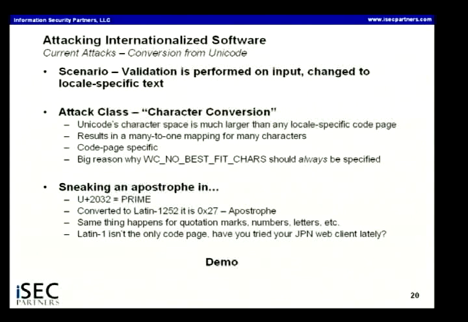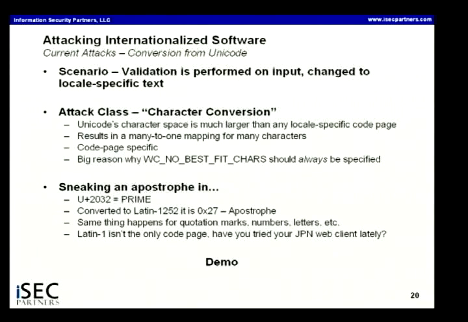So with the current attacks, your validation is performed on your input and then changed to locale-specific text. So I'm reading in a Unicode string. This happens a lot in the standard newer platforms. So I'm a web app developer, I'm using .NET or Java. I'm almost always going to get a POST parameter or a query string parameter as a Unicode string. So when I read that in, I then convert it to something that's locale specific, like Windows 1252 or ISO 8859-1.